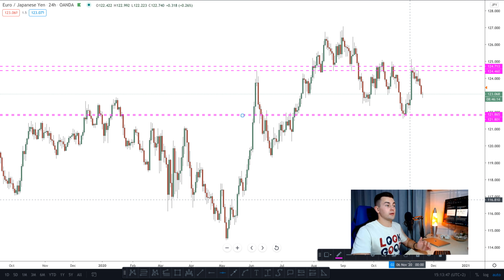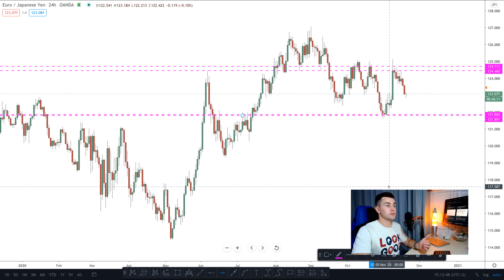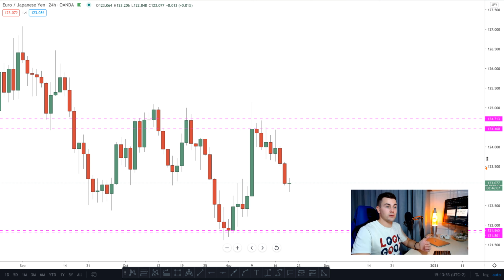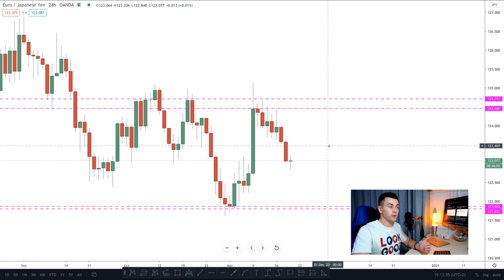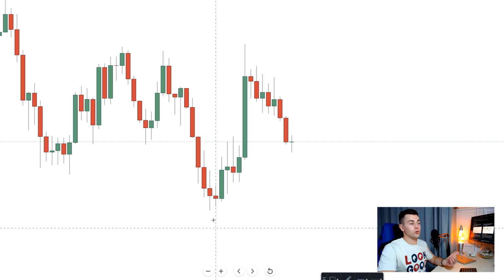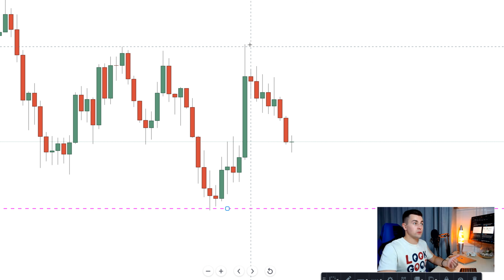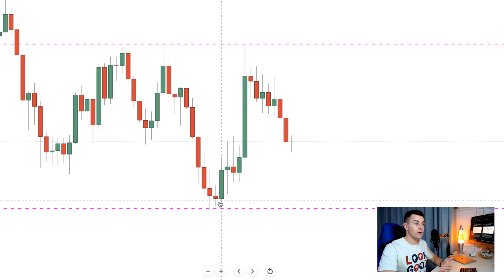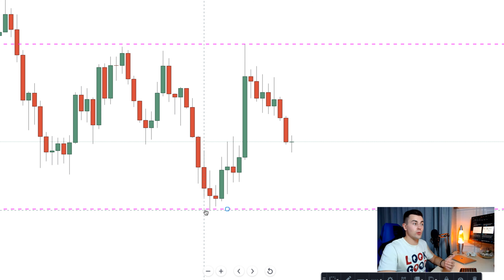So to avoid that, what I propose is to take into consideration the entire movement. What is the entire movement? Our entire movement is the movement from structure low to structure high. Yes, we take into consideration the entire move. We take into consideration the wicks. The wick here gives you the market low, the lowest point, and the wick here gives you the highest point.